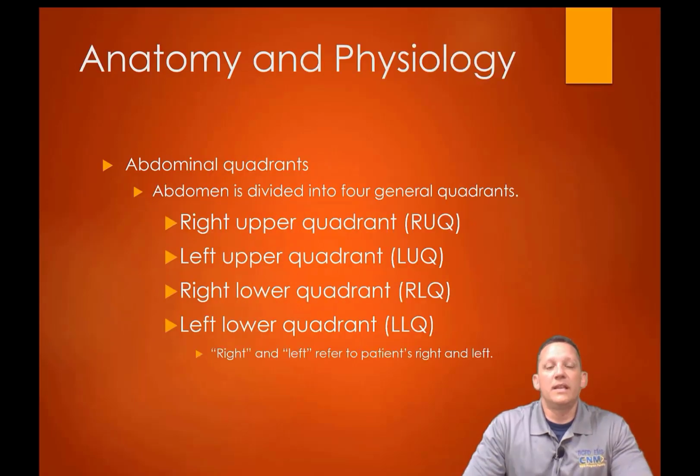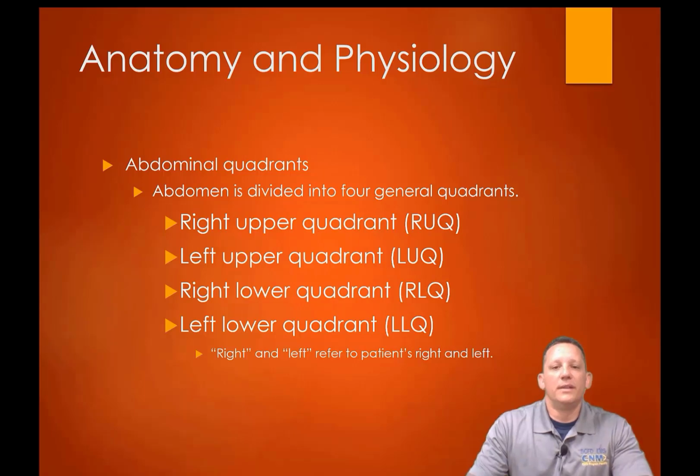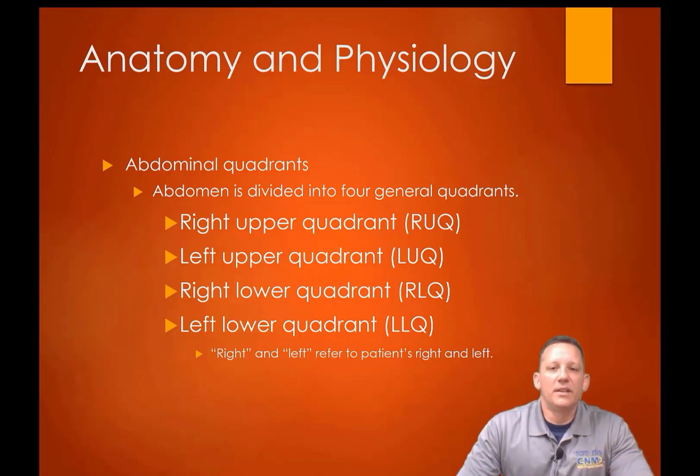Like we discussed previously, the abdomen is divided into 4 general quadrants. You may see other textbooks that divide it up into as many as 9. But for our general purposes, it's going to be right upper quadrant, left upper quadrant, right lower quadrant, and left lower quadrant. And when we say right and left, we're always referring to the patient's anatomy. It's not what you see on your left, it's your patient's left or right.